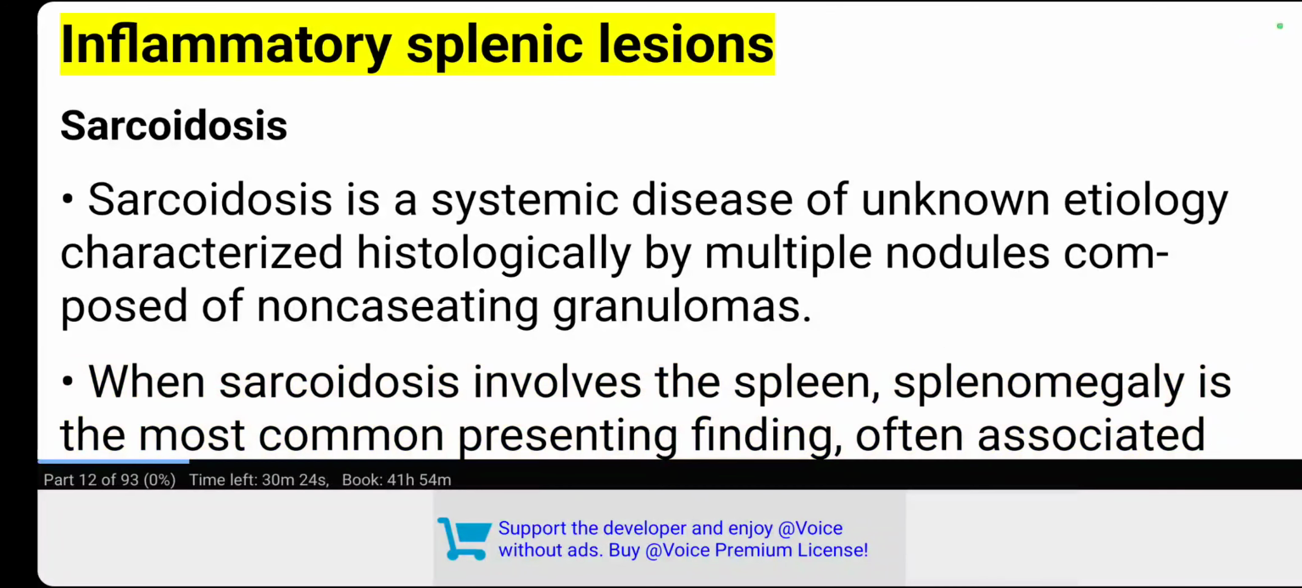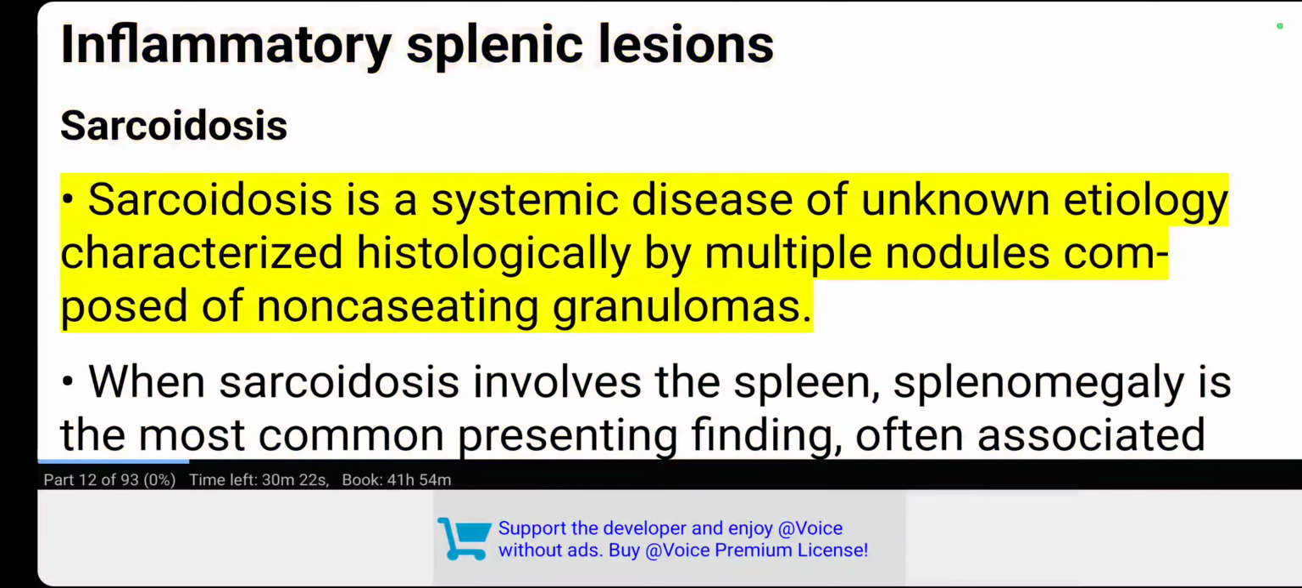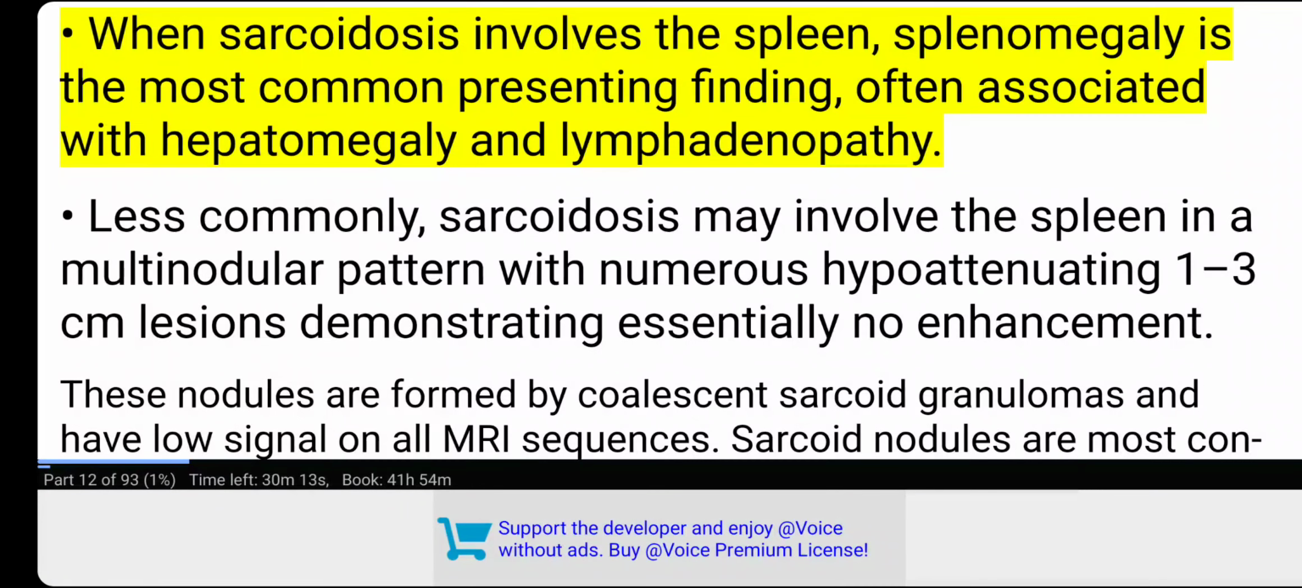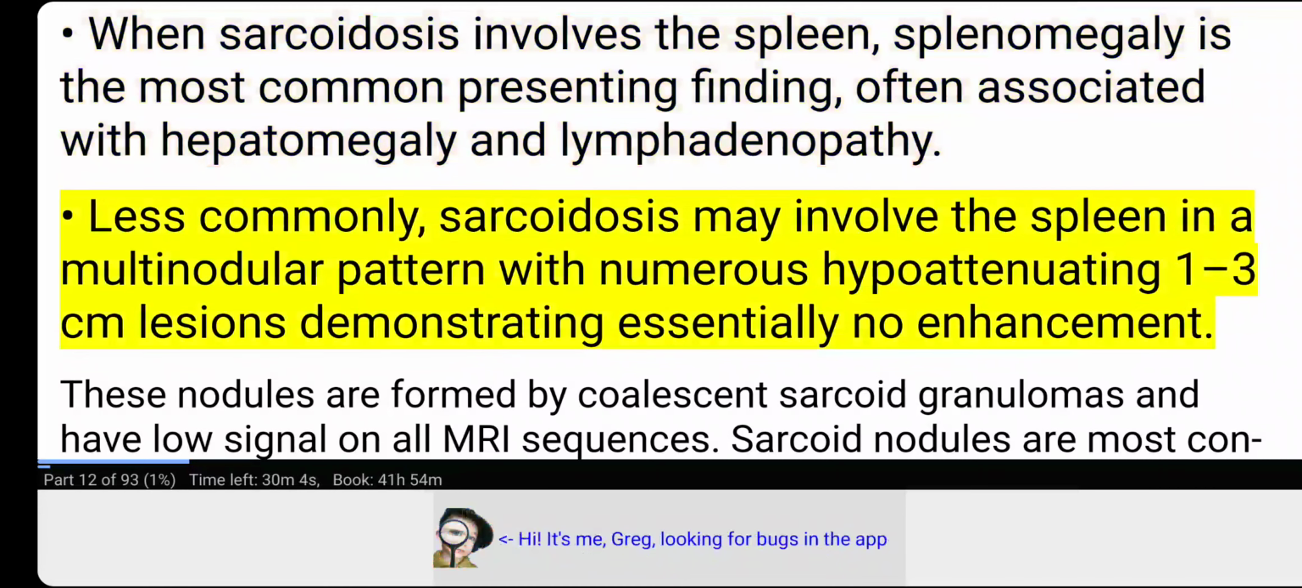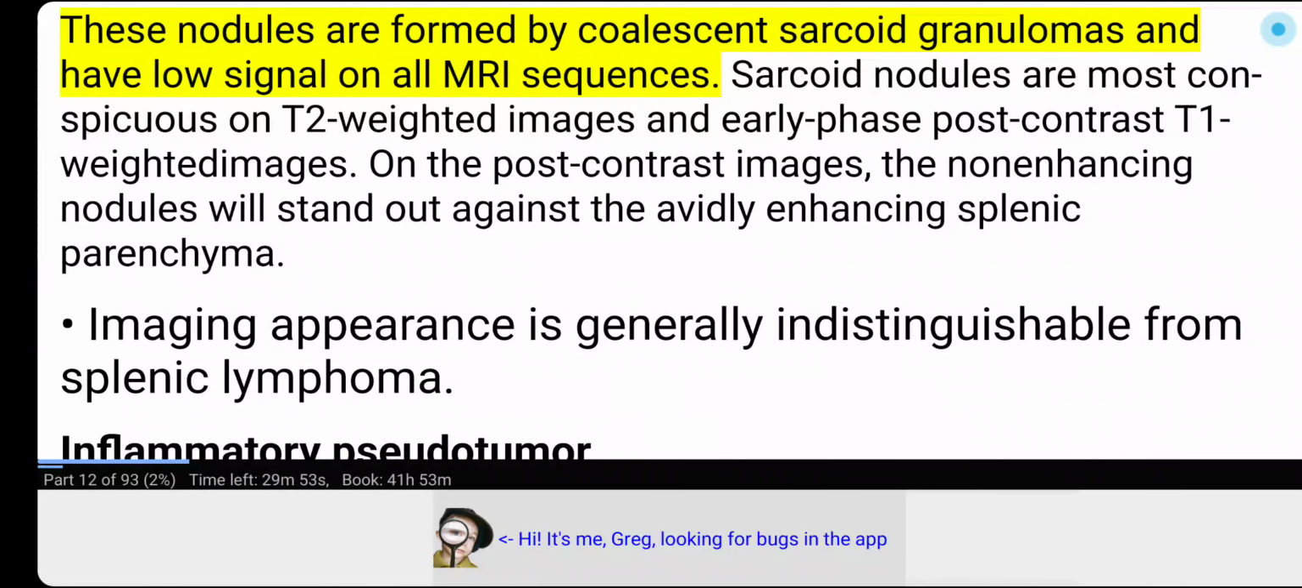Inflammatory splenic lesions. Sarcoidosis. Sarcoidosis is a systemic disease of unknown etiology characterized histologically by multiple nodules composed of noncaseating granulomas. When sarcoidosis involves the spleen, splenomegaly is the most common presenting finding, often associated with hepatomegaly and lymphadenopathy. Less commonly, sarcoidosis may involve the spleen in a multinodular pattern with numerous hypoattenuating 1 to 3 cm lesions demonstrating essentially no enhancement. These nodules are formed by coalescent sarcoid granulomas and have low signal on all MRI sequences.